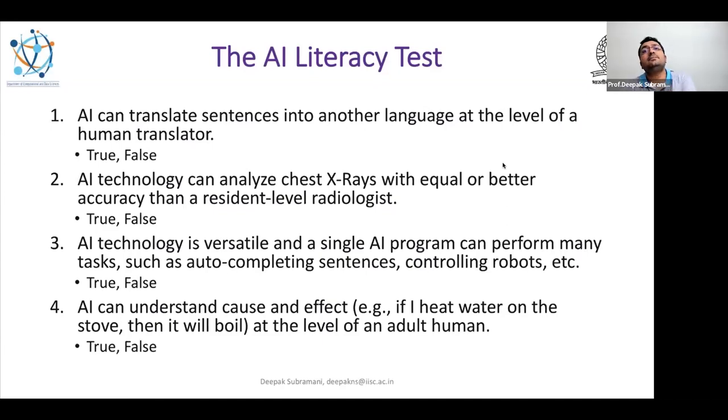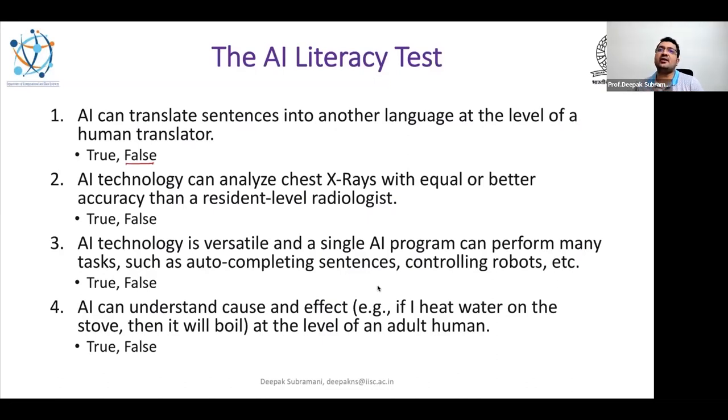About 69% of the participants have answered. Let me wait for about 30 more seconds. Okay, we have interesting answers. I'm going to end the poll and share the results with you. This is what the audience thinks about the questions. The first question is: AI can translate sentences into another language at the level of a human translator. 90% of you think that is true. In fact, it is false.